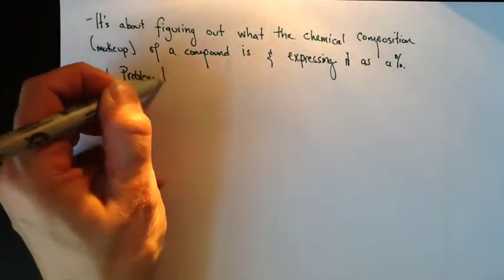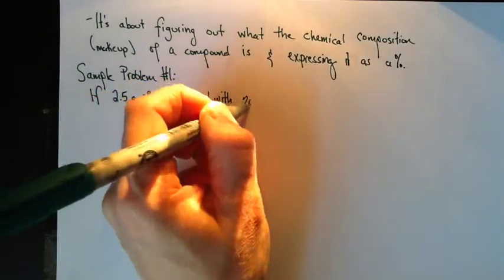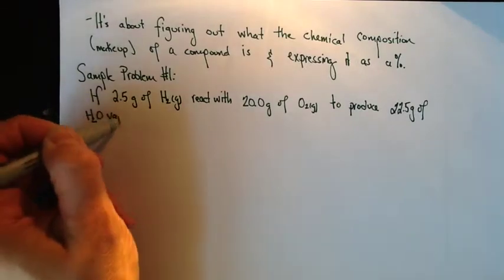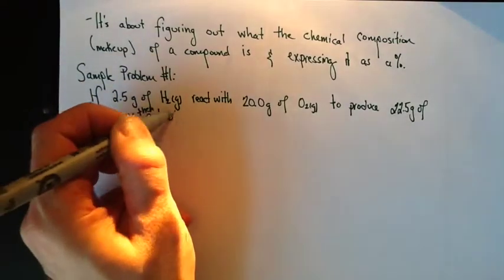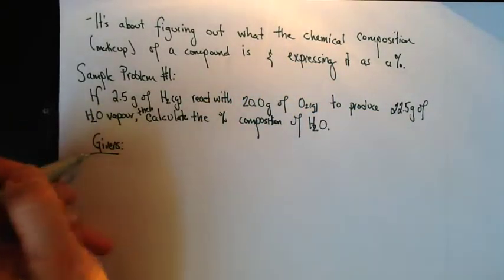Here is a sample problem. If 2.5 grams of hydrogen gas react with 20.0 grams of oxygen gas to produce 22.5 grams of water vapor, then calculate the percentage composition of water.